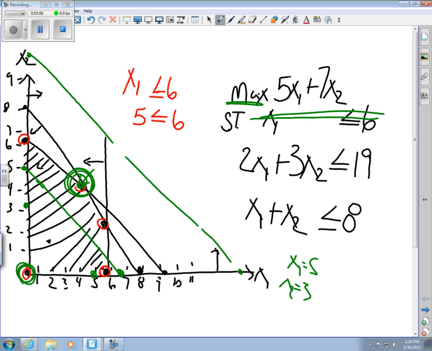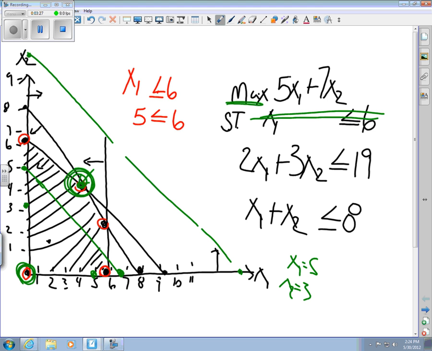So again, maybe 6 is labor, maybe it's some material, maybe it's machine hours. It's something that we haven't fully utilized. And in this instance, we have 1 unit of slack. 6 minus 5 is 1. So that's the concept of slack, if you will.